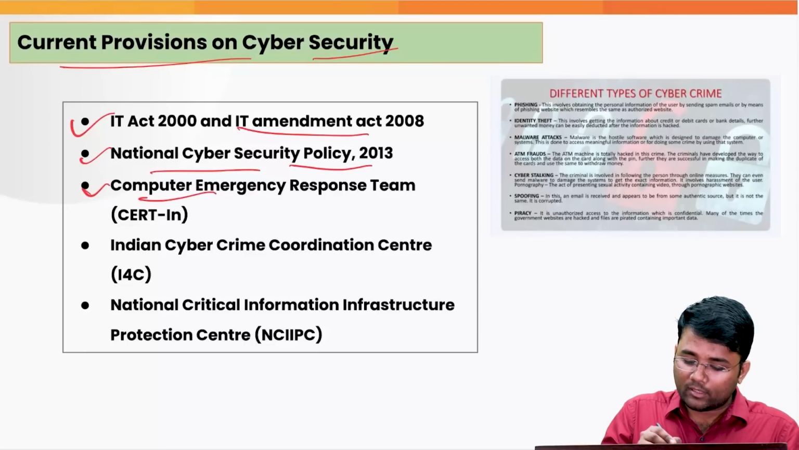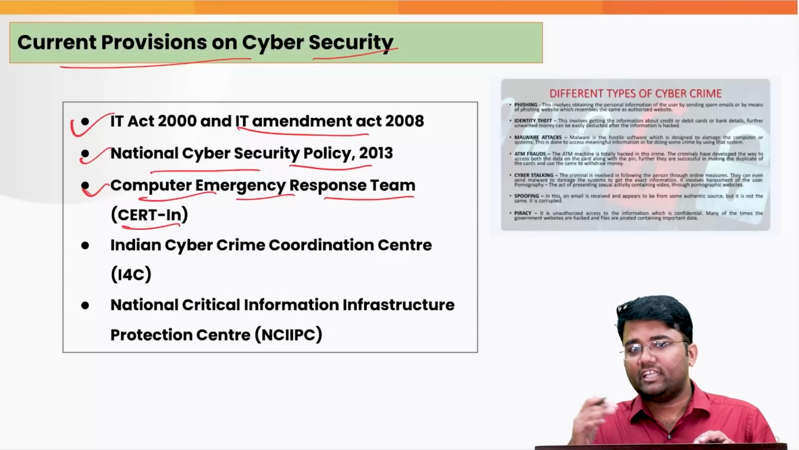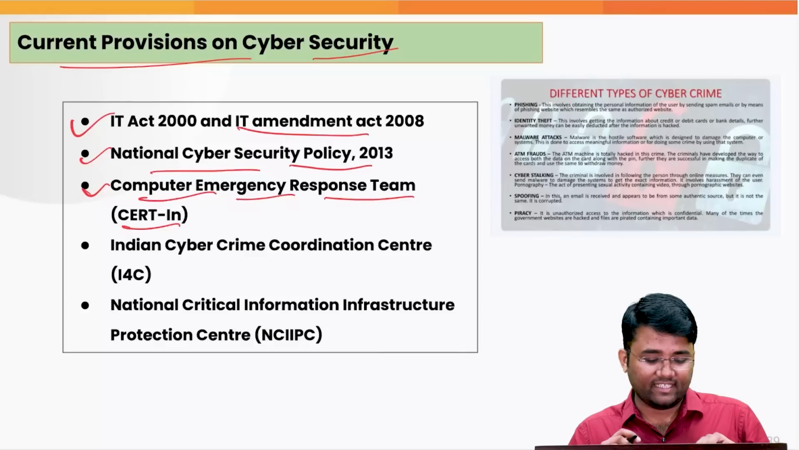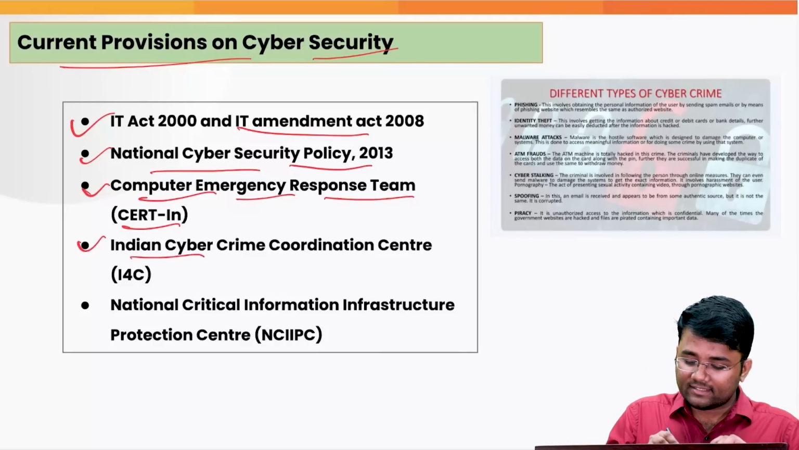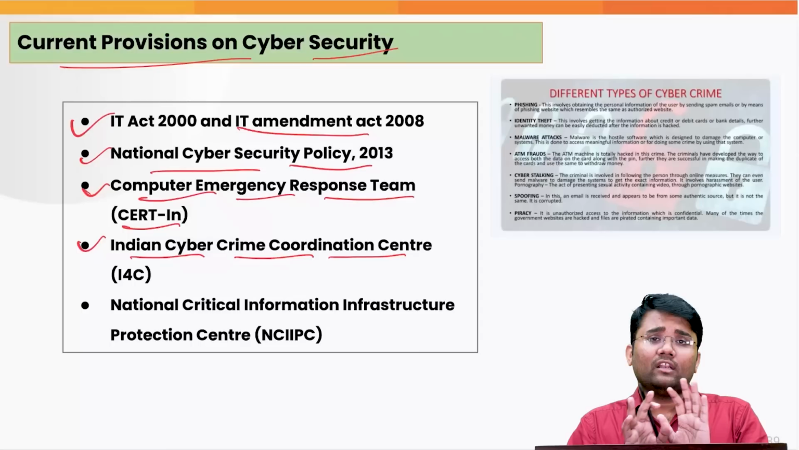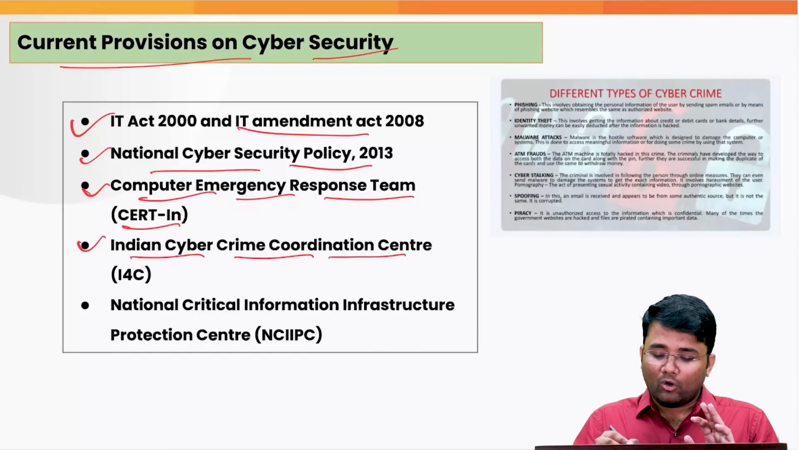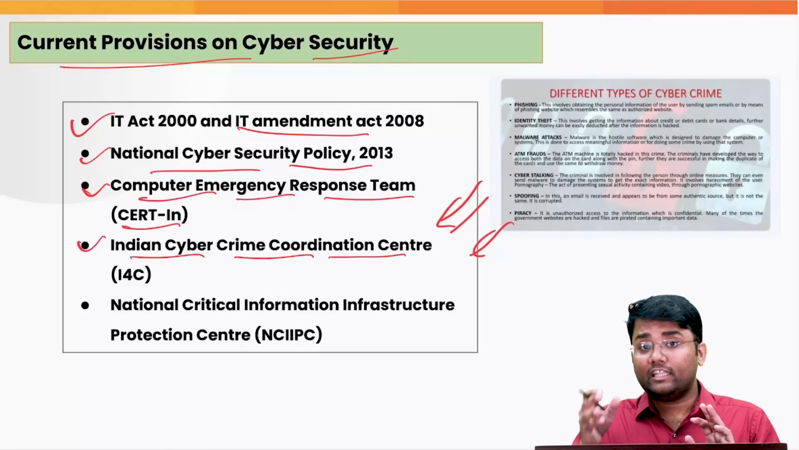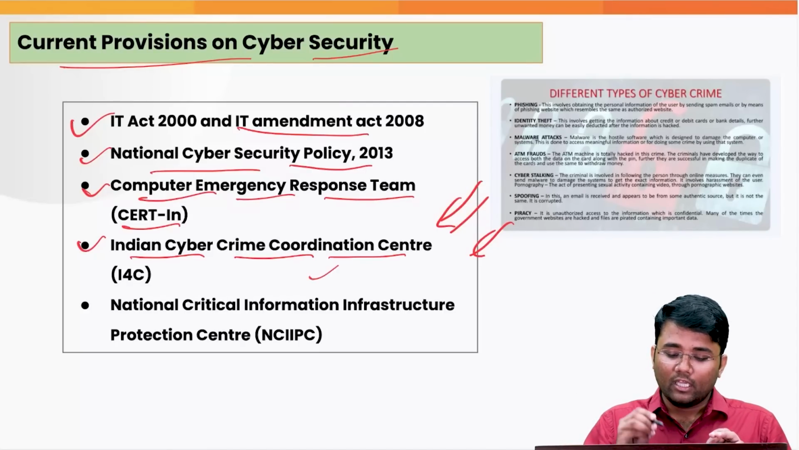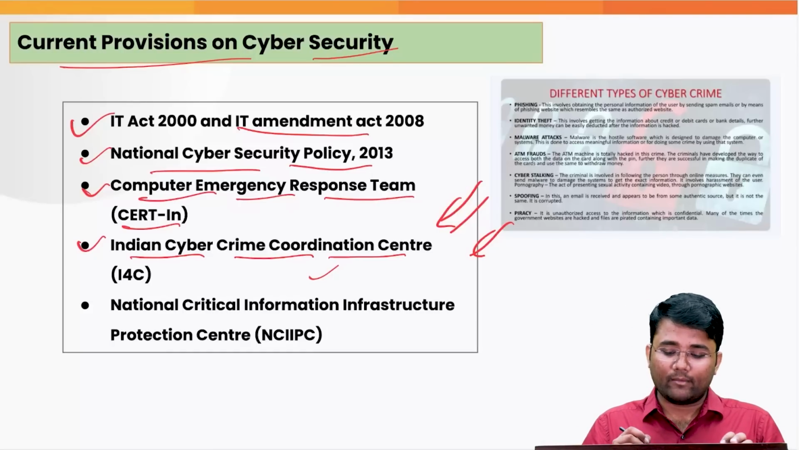Then there is the Computer Emergency Response Team, which analyzes and disseminates information about various cyber security incidents and cyber attacks that have happened. Then there is the Indian Cyber Crime Coordination Center, which looks after overall coordination between various law enforcement agencies. Also, all data has to be mandatorily reported. If a cyber security incident happens, it needs to be mandatorily reported to this Indian Cyber Crime Coordination Center.